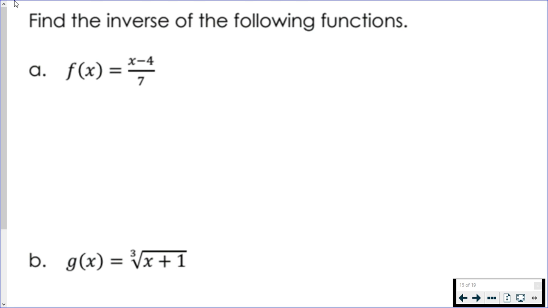I'm going to demonstrate how to find the inverse of two different functions. If you want to pause the video and do them first and then check your work with me, that would be amazing. So I've done this in a previous video. What you do is switch x and y, since an inverse is where the input and output are switching with each other. So that's what I'm going to do first.